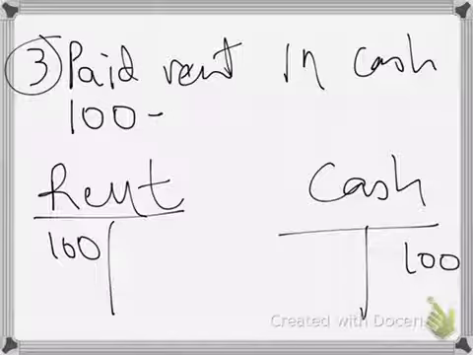So this is the third example. Paid rent in cash 100. Now obviously in this case we'll once again make two T accounts, rent and cash. Rent is obviously an expense, so it will be recorded on the debit side, whereas cash will have to be recorded on the credit side.